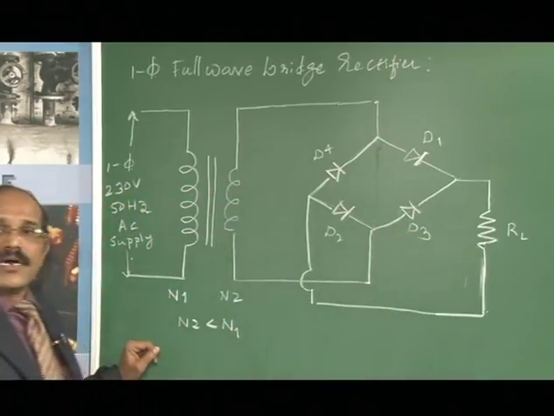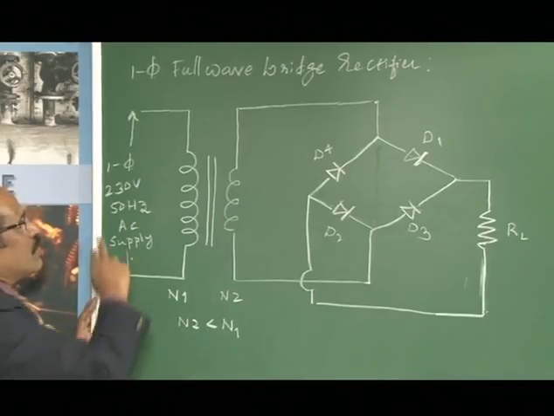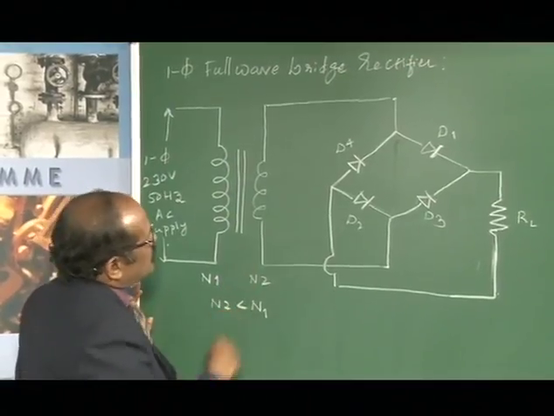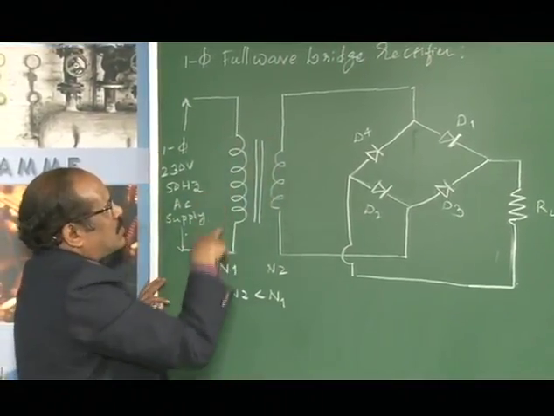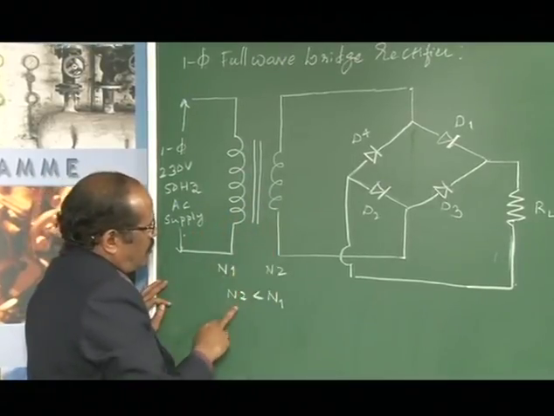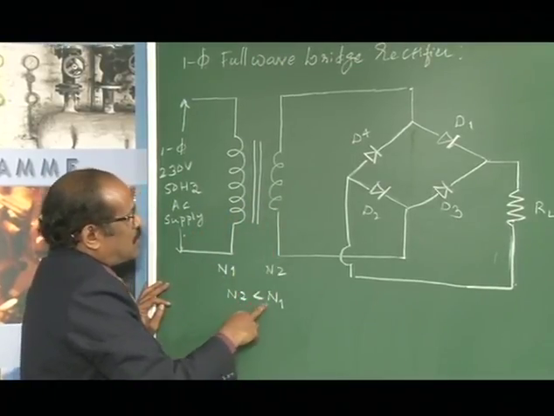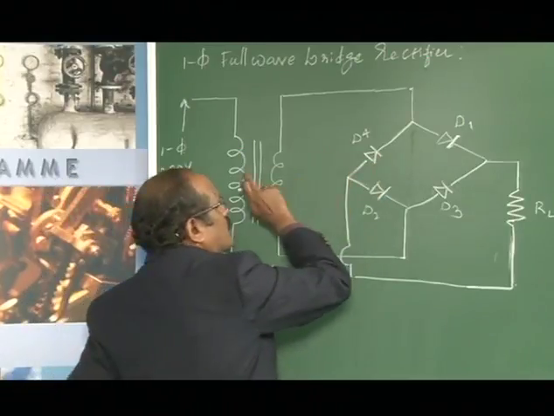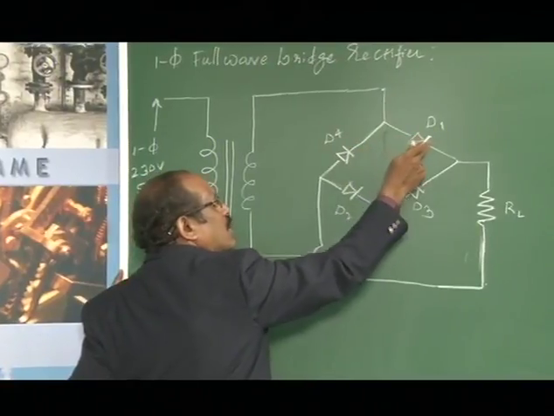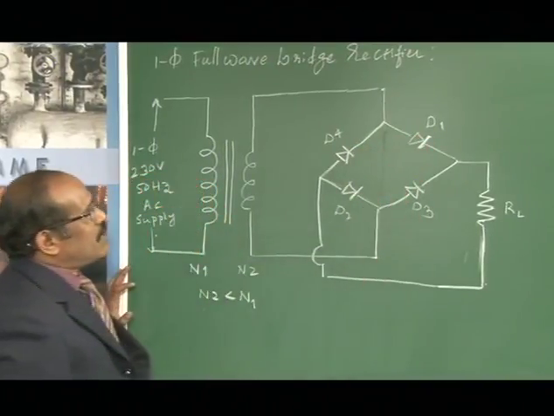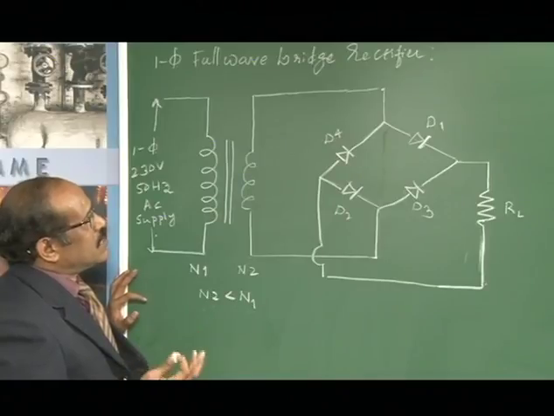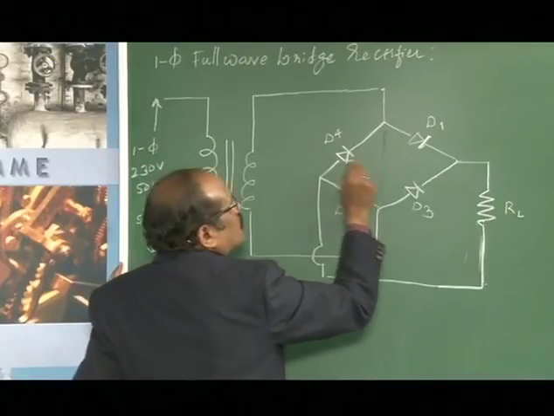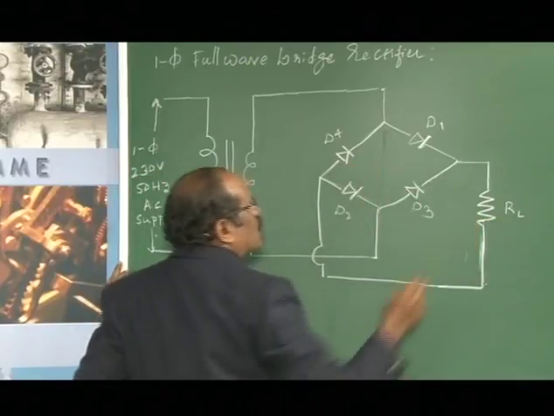Now let us analyze the operation of this full wave bridge rectifier. As I told you, it consists of a step down transformer having a primary and secondary, wherein the number of turns N2 is less than the number of turns on the primary. Apart from this step down transformer, it also consists of 4 diodes, unlike the full wave rectifier using center tap configuration, which makes use of only 2 diodes, and we have a load resistance.